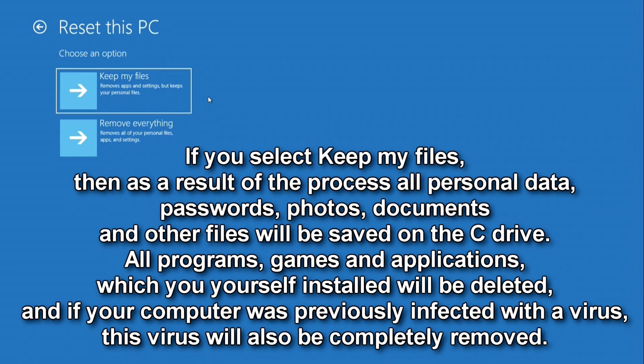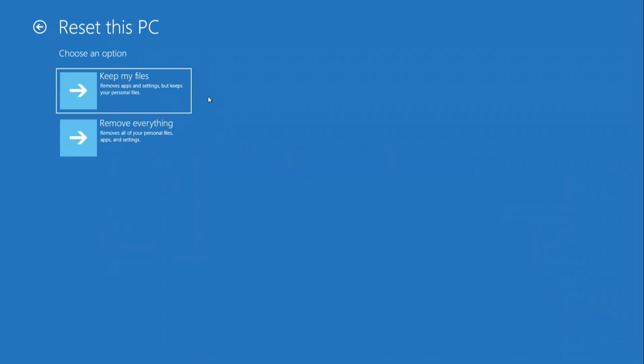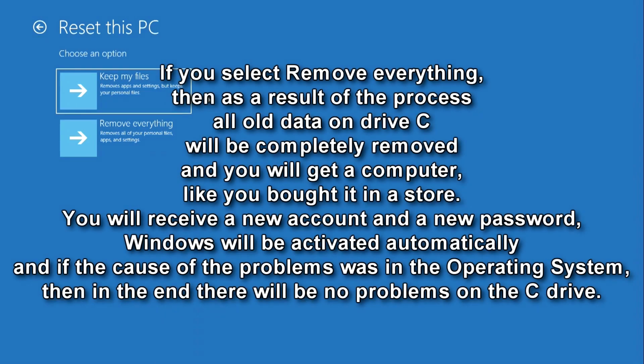And if your computer was previously infected with a virus that your antivirus program could not detect, this virus will also be completely removed. The first option to reset the PC can help solve many problems with the operating system, but the second method is much more radical. If you select Remove Everything, then as a result of the process, all old data on the C drive will be completely deleted, and you will receive a computer as if you bought it in a store. You will receive a new account and a new password. Windows will be activated automatically, and if the cause of the problems was in the operating system, as a result, there will be no problems on the C drive.